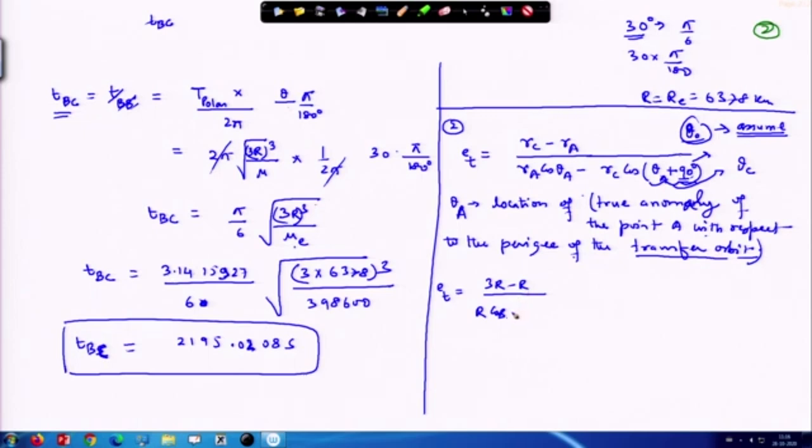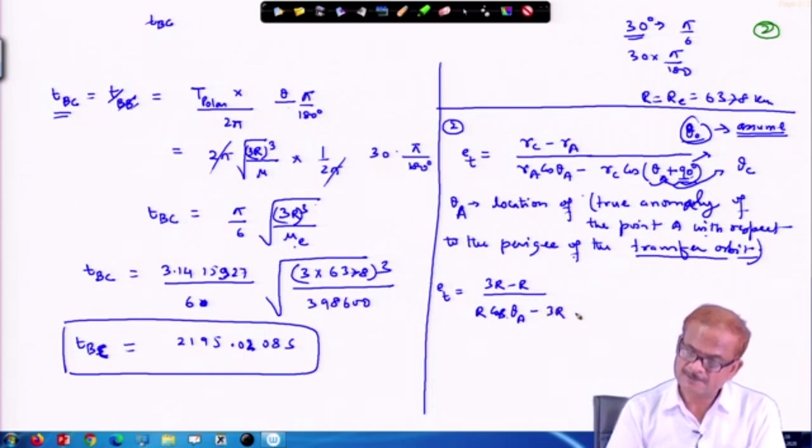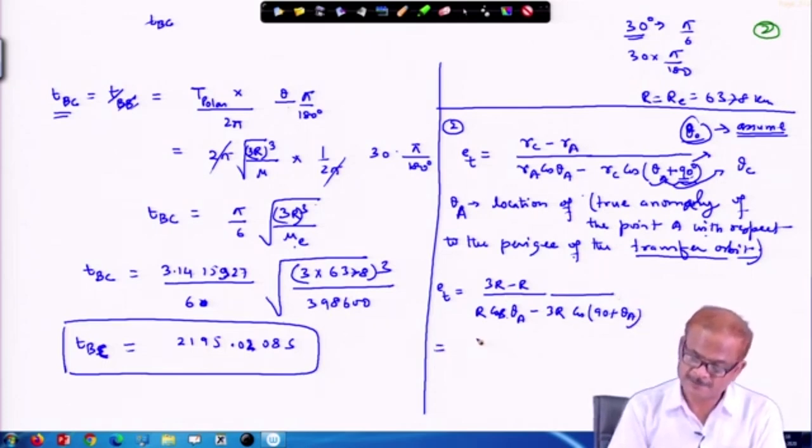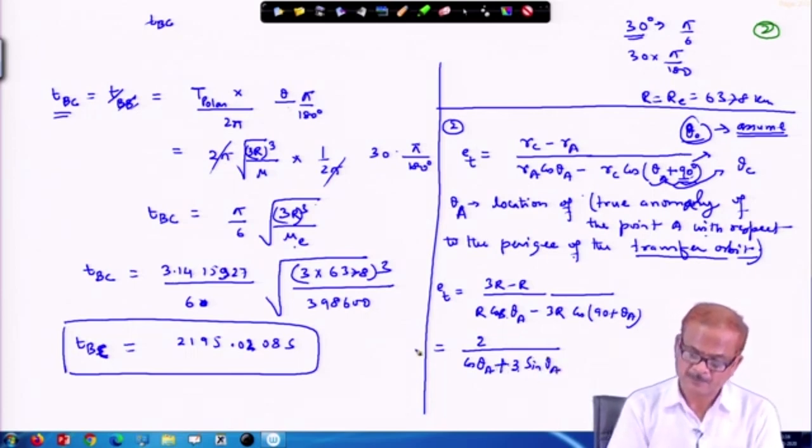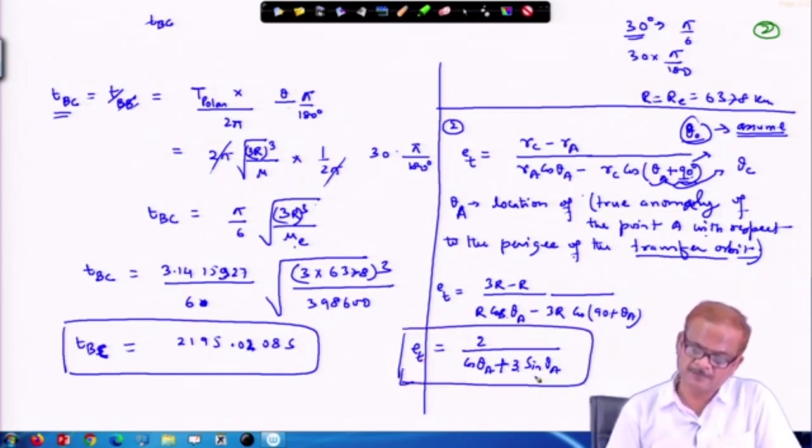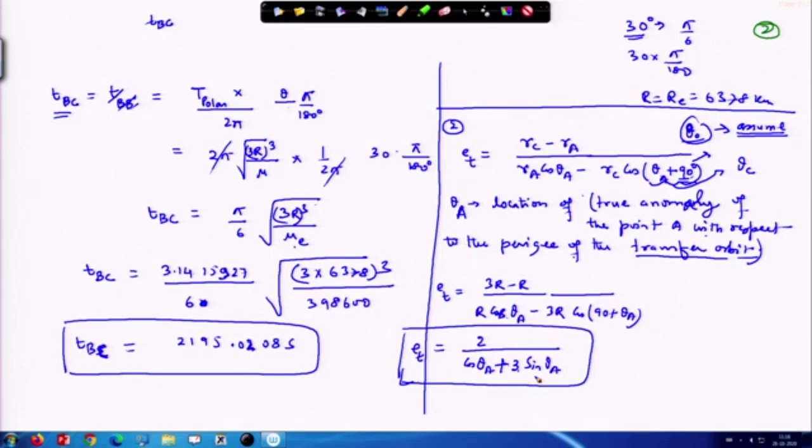So, this cos theta A minus R_C, this is 3R cos(90 plus theta A), and this will get reduced, R will cancel out. So, 3 minus 1 becomes 2, and here cos theta A minus 3 cos(90 + theta A), so this will become plus 3 sin theta A. So, this gives your E_t, and now depending on the assumed value of theta A, you will get the value for E_t.